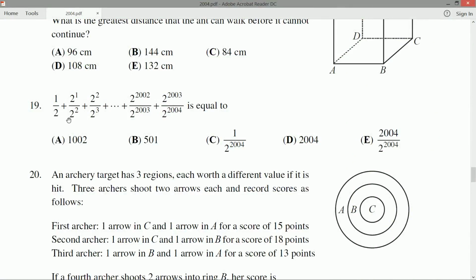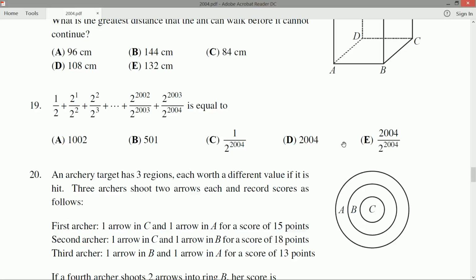So 19: a half plus, okay, now it's 2 to the 1 over 2 to the 2, so this is 2 over 4, which is just a half, plus 2 squared over 2 cubed, so that's 4 over 8, that's another half. Okay, so it looks like we're just adding halves, all the way up to 2 to the 2003 over 2 to the 2004, which again will just be a half, is equal to, alright, so we've got some possibilities here.